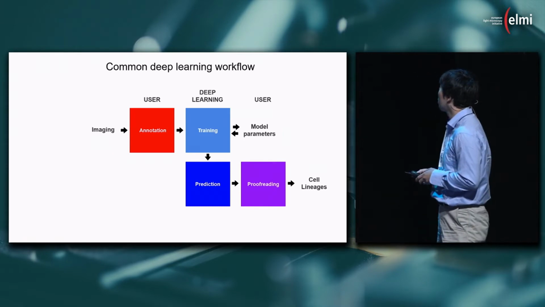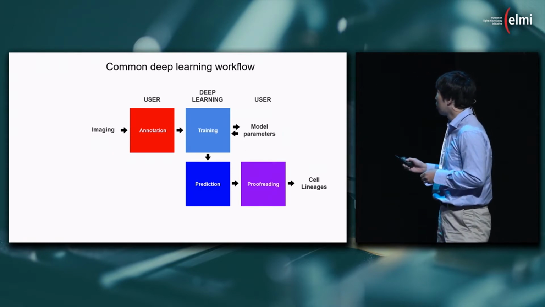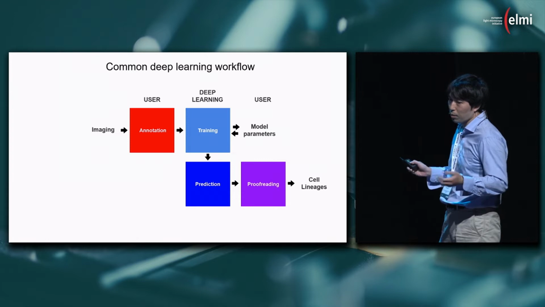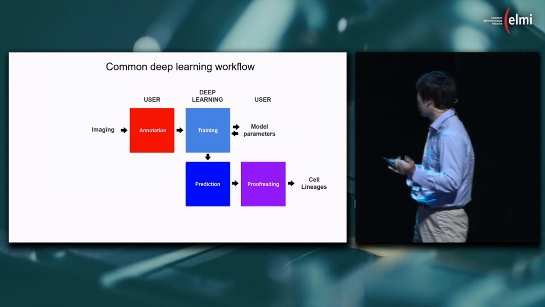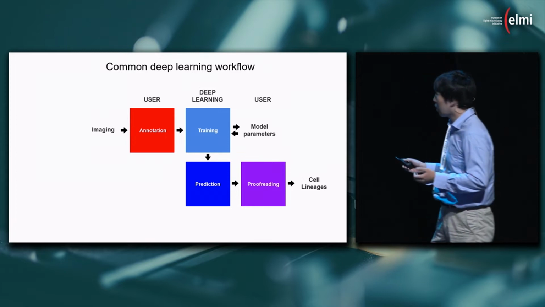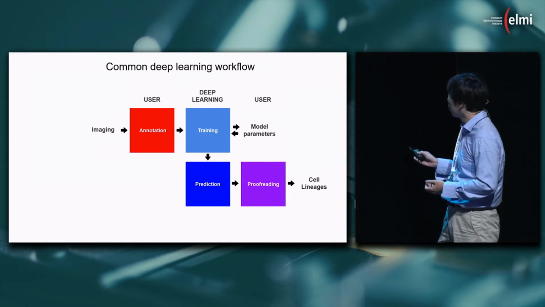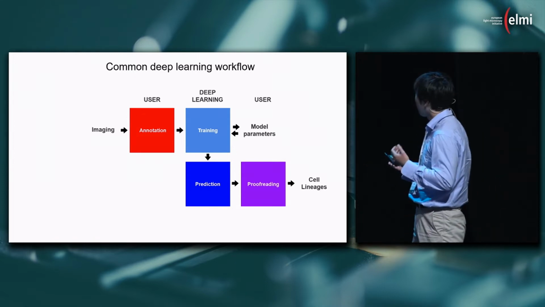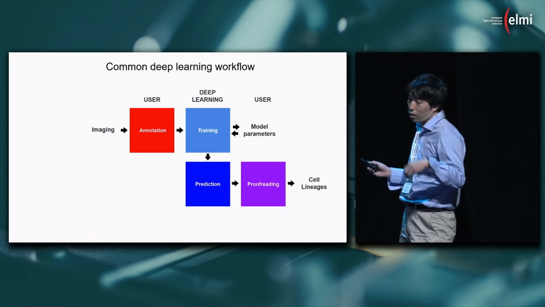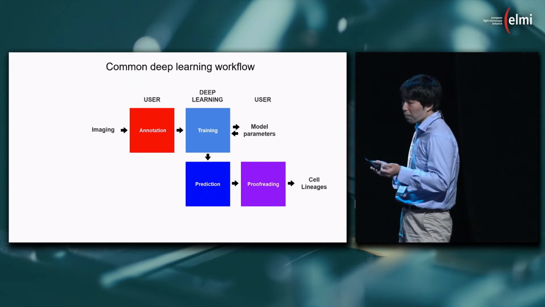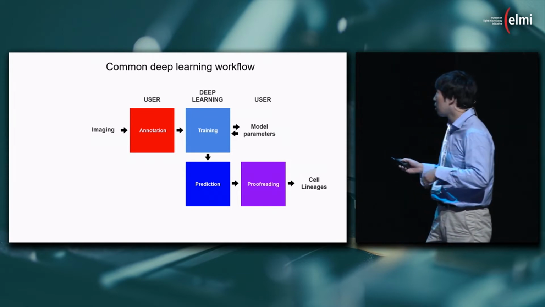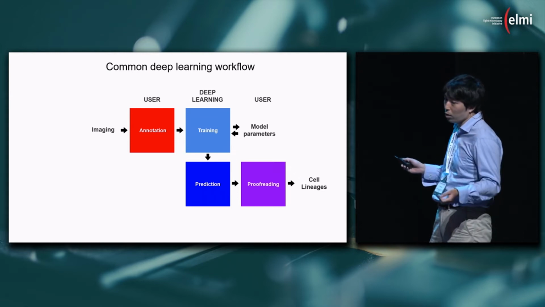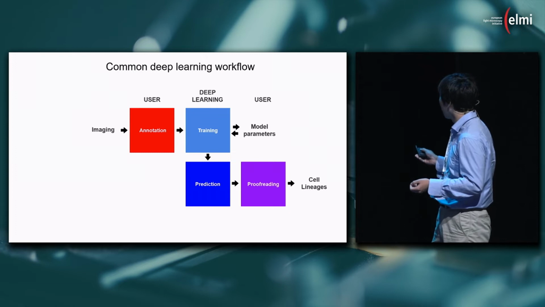This diagram shows a common deep learning workflow. First, the user will annotate on the hundreds of images. In general, this step can be a bottleneck of the whole entire process. After finishing annotation, those annotated data are fed into the training module, where the deep learning models are trained. After finishing training, these trained models are used to predict on the new data. Then, in many cases, those predictions are not perfect, so users need to proofread the results to get the complete cell lineage data.